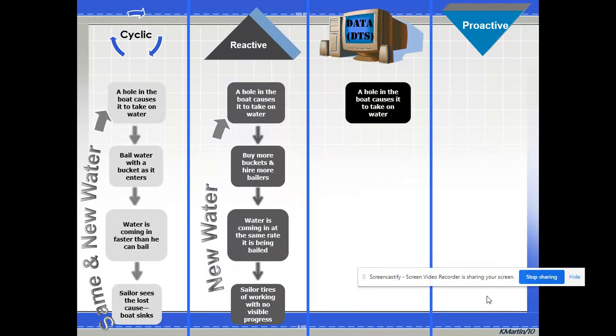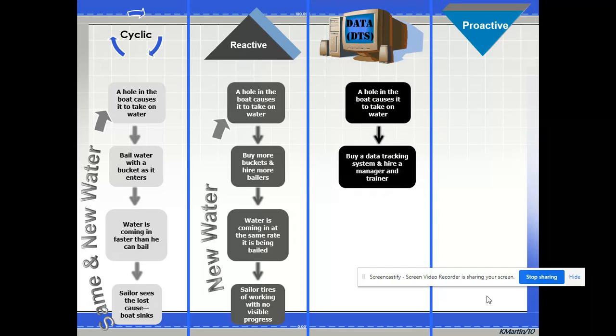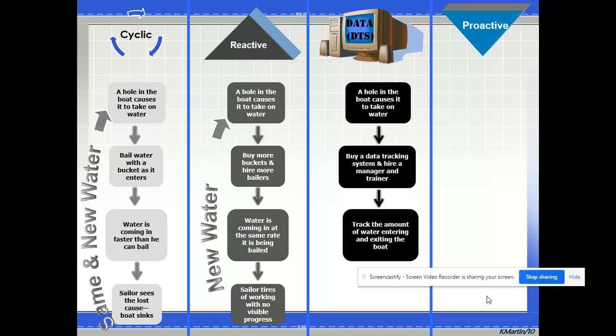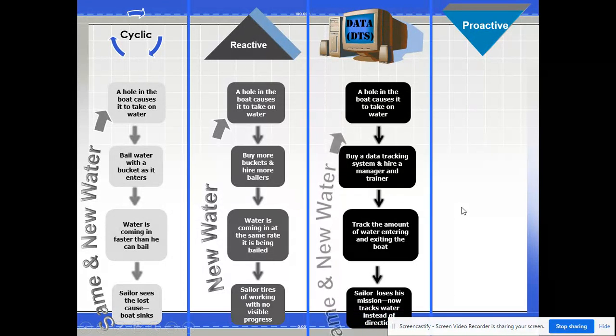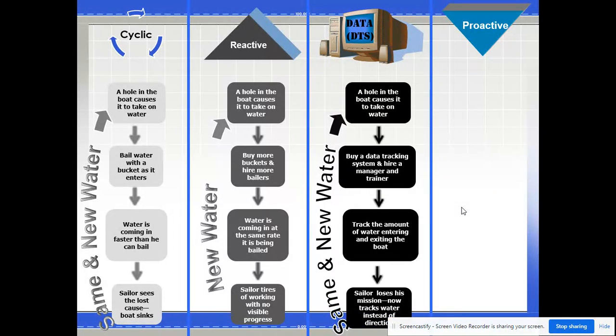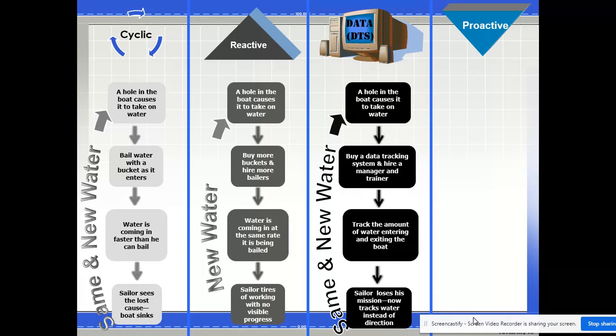So then we have the data-driven. Okay, so there's a hole in the boat that causes it to take on water. You buy a data tracking system and hire a manager and trainer. You track the amount of water entering and exiting the boat. So then what do you think is going to happen? The sailor loses his mission, now tracks water instead of direction. Right? Same water, new water.